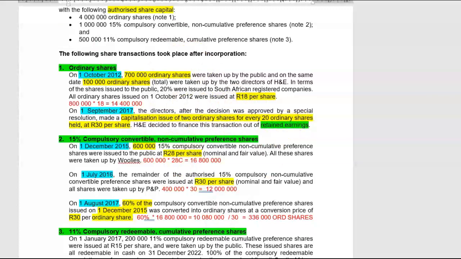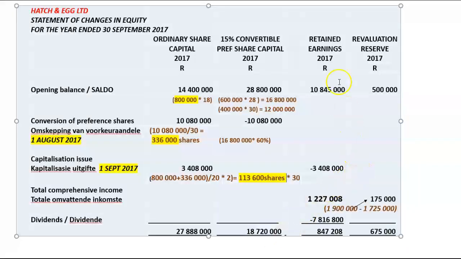Now, if it was out of retained earnings, it means I have to capitalize some of my retained earnings as share capital. So I'm going to take out of our retained earnings that amount of 3,408,000, which equals 130,600 shares multiplied by 30 Rand per share. So I take it out of retained earnings, I put it into share capital. Can you see that nowhere is a bank transaction involved? So there's no cash flow that the company can benefit from. All that's going to happen, it actually capitalized, it made some of its retained earnings, it converted that into shares.